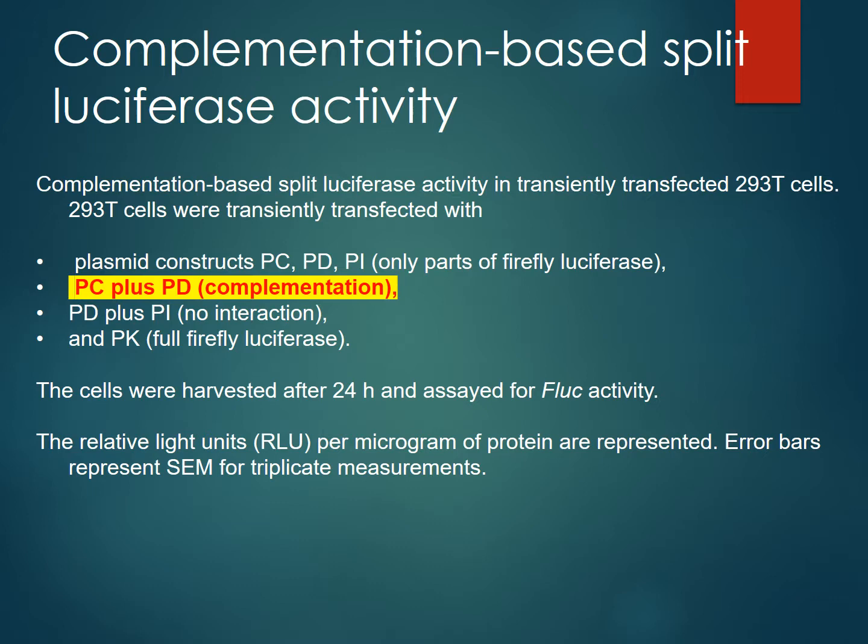And so I show you an experiment where they actually took plasmids that are PC, part of the luciferase, PD, PI. These are only parts of the luciferase. And they mixed PC with PD and they got perfect complementation. The PD with the PI got no interaction, and the control is the complete luciferase, and it looks like cells were harvested with these possibilities.